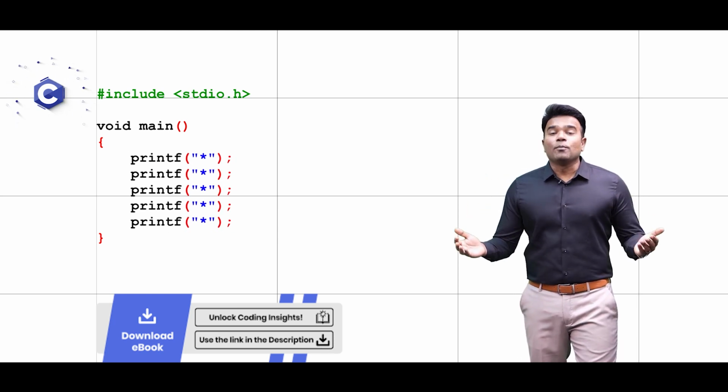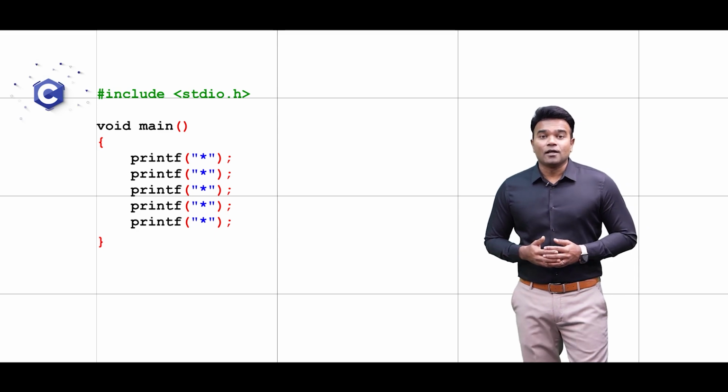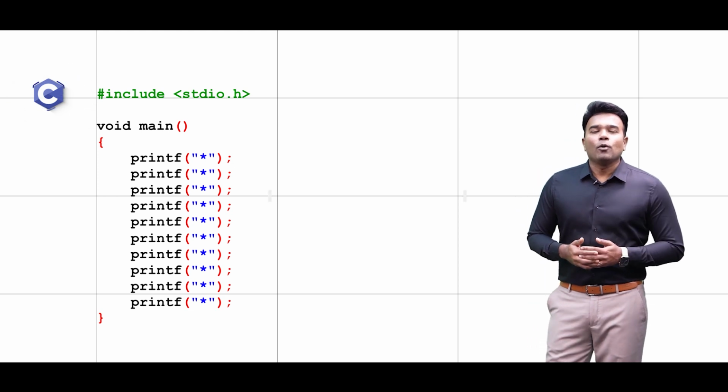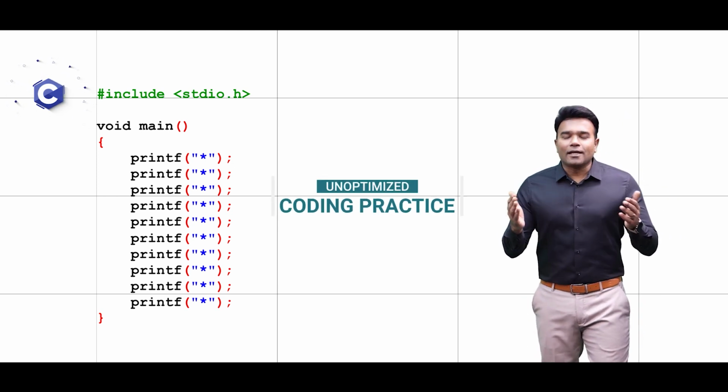What if I had asked you to print 10 stars? Then obviously you will have to bring in 5 more lines of code like this. Don't you think this is tedious and is inefficient?